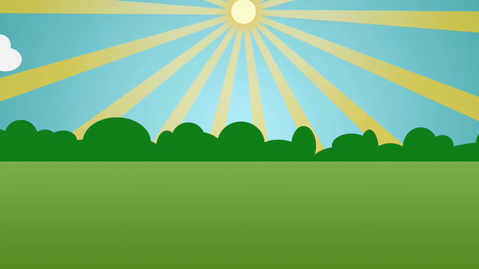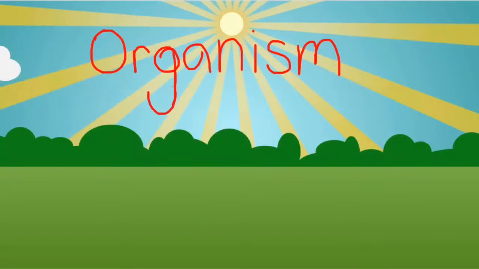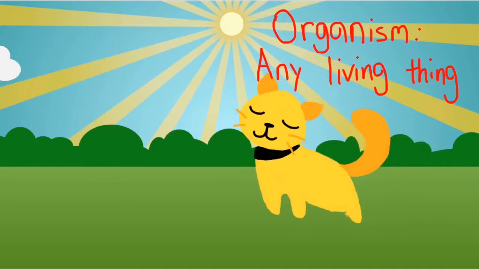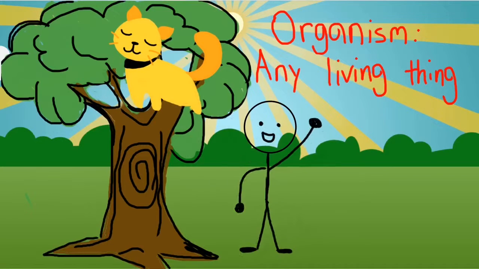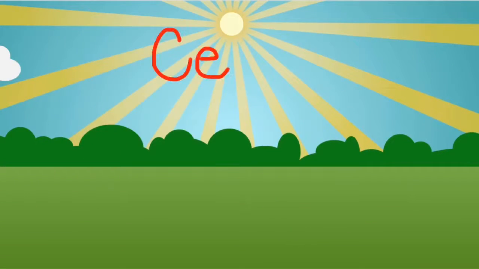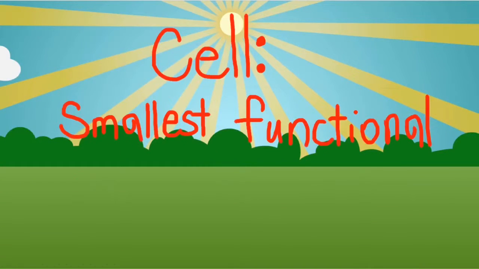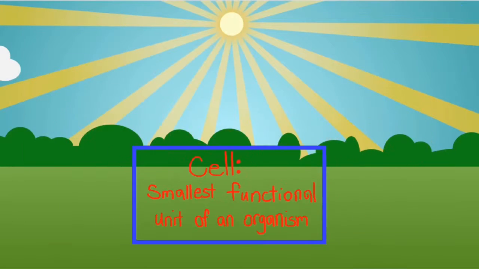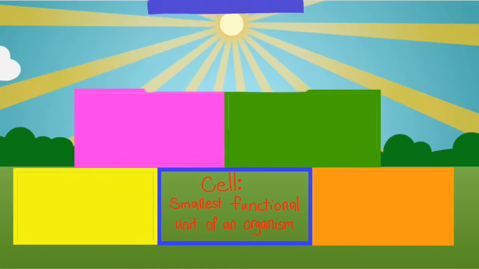We should first go over some basic vocabulary that is very useful in biology. An organism is a living thing. A cat, a tree, you, and anything else that is alive is an organism. A cell is the smallest functional unit of an organism. Cells are the building blocks to life and make up all living things.